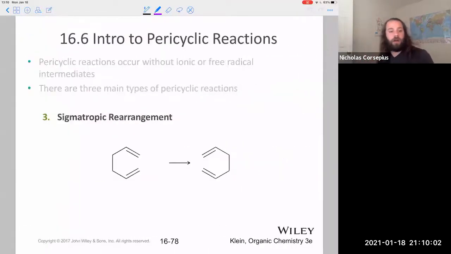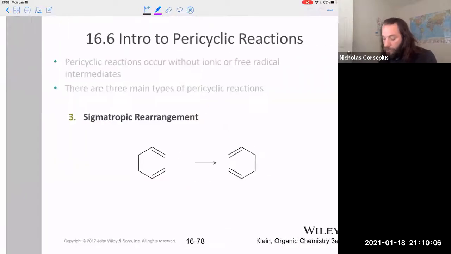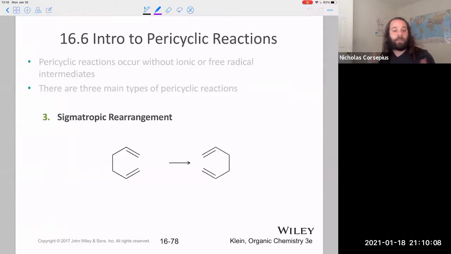Like our electrocyclic reactions, our sigmatropic reactions are intramolecular rearrangements, right? So you're only going to start out with one substrate that's sort of reacting with itself. So what is occurring exactly?